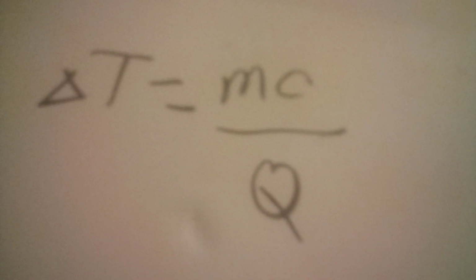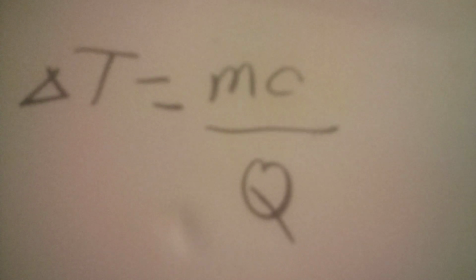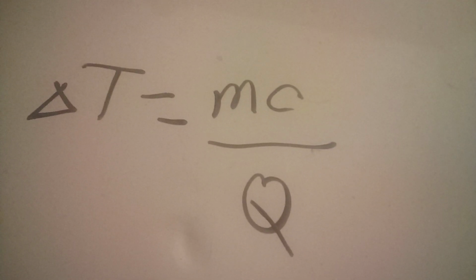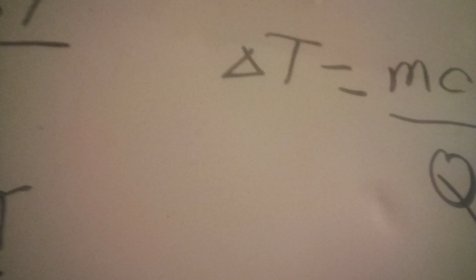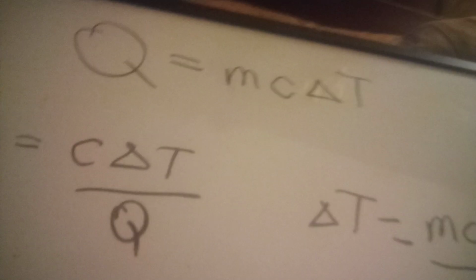And so finally, if we wanted to solve for the change of temperature, that would equal the mass times the specific heat divided by the quantity of heat involved. And that's it. That's so much for the heat equation. All right.